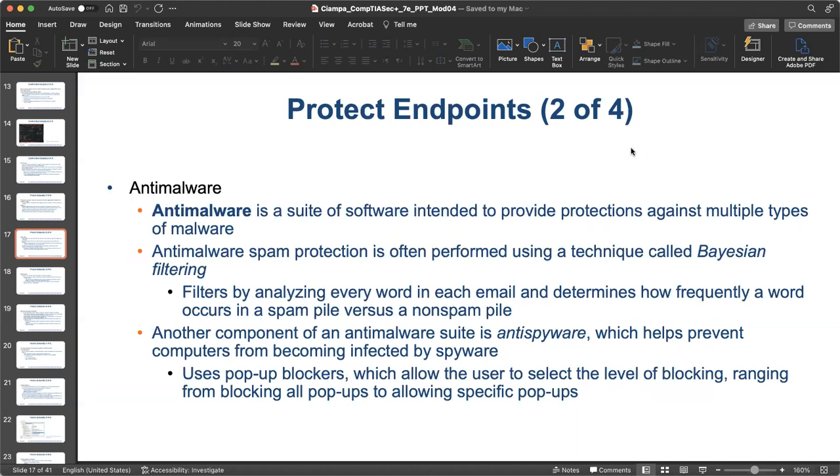Another component of an anti-malware suite is anti-spyware. The anti-spyware helps prevent computers from becoming infected by spyware themselves. One common technique is to use a pop-up blocker. A pop-up, basically, actually, let me ask you this. Can anyone explain what a pop-up is?